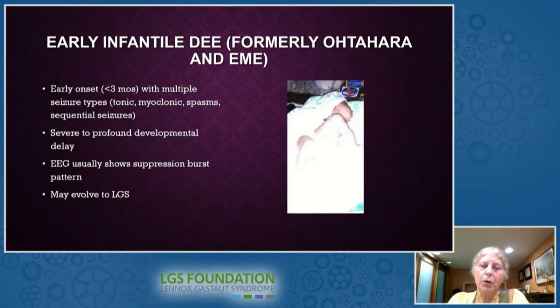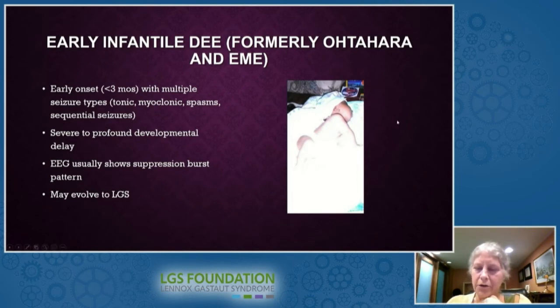Another one that we want to think about is early infantile DEE. This is formally termed Ohtahara syndrome or early myoclonic encephalopathy. This syndrome begins in the first 3 months of life with multiple seizure types, including tonic seizures, myoclonic seizures, spasms, sequential seizures. Sequential seizures are seizures that kind of move from one semiology to another semiology.